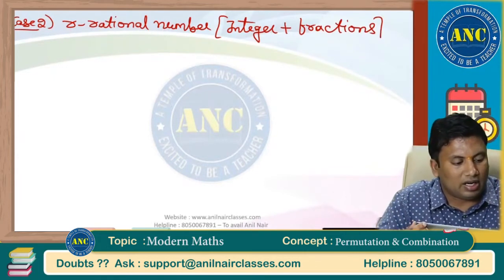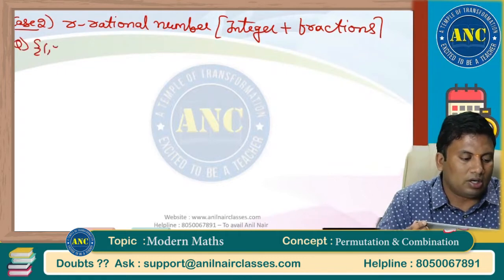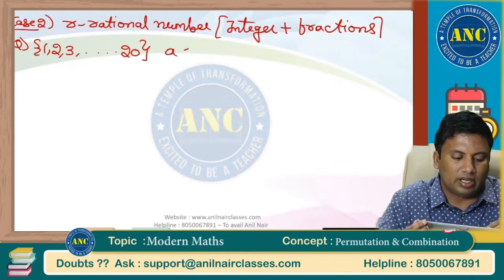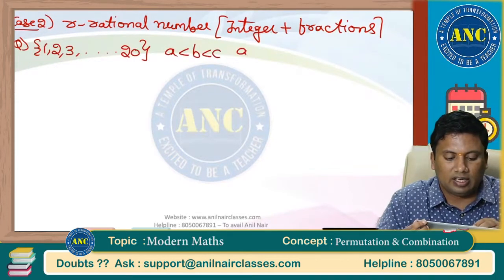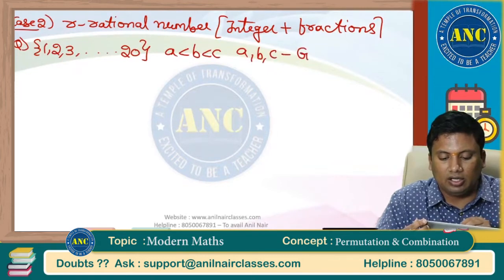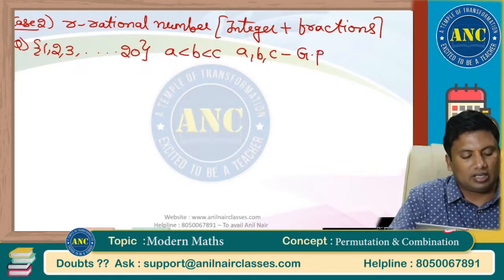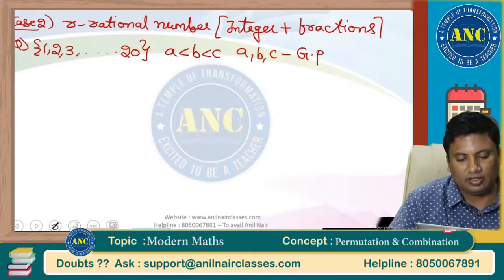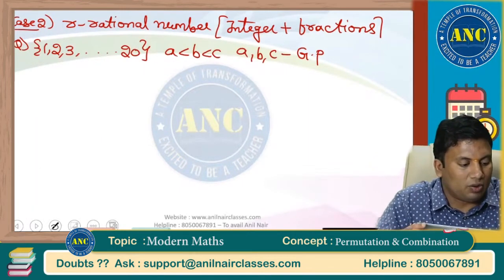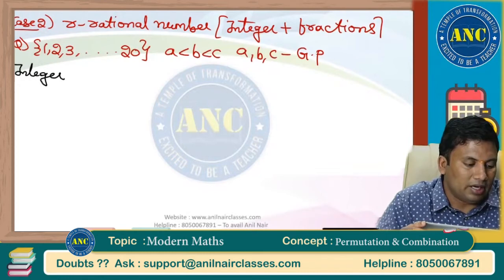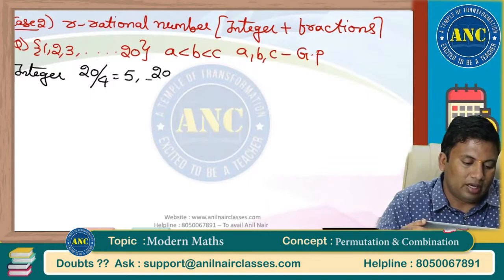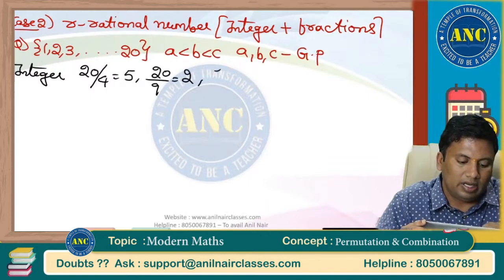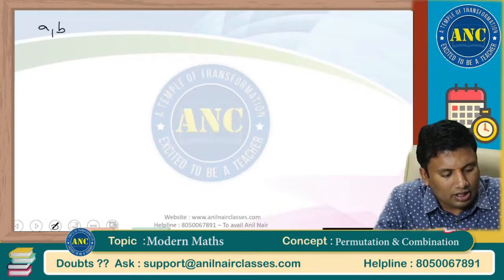Now integer already, let us take the question of 1, 2, 3 till 20. A less than B less than C, such that A, B, C are in geometric progression. Now see here. Integer, how much we got the answer? Integer we got 20 by 4 as 5, 20 by 9 as 2, 20 by 16 as 1, 5 plus 2 plus 1.